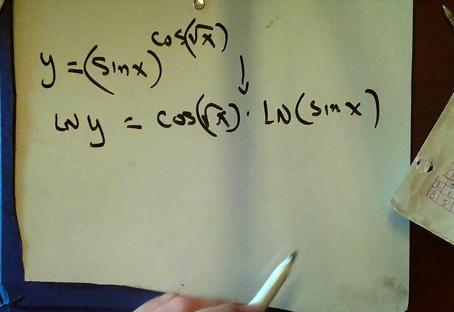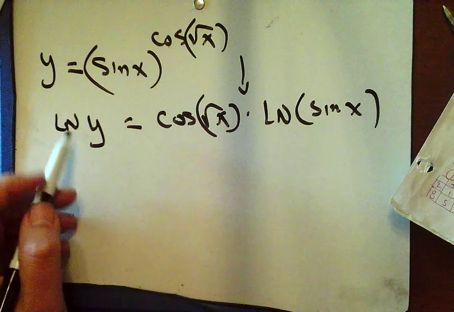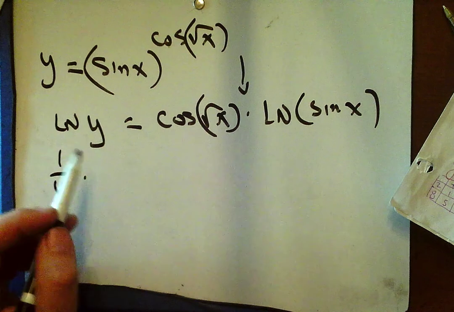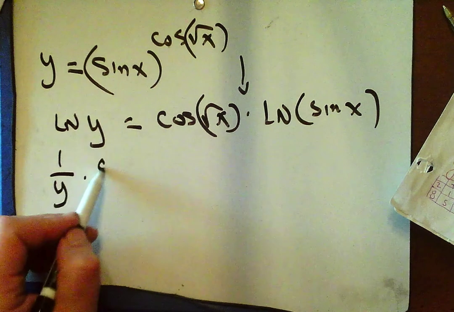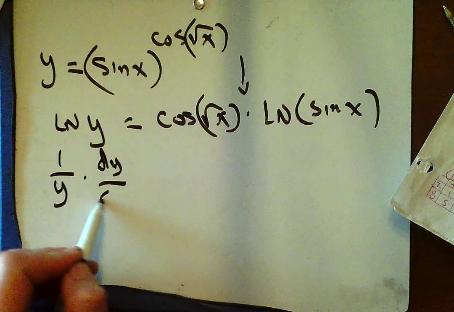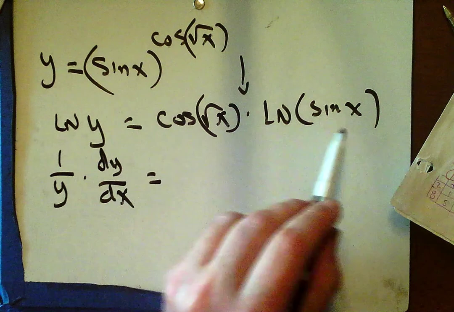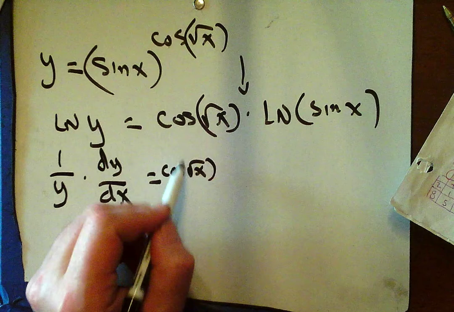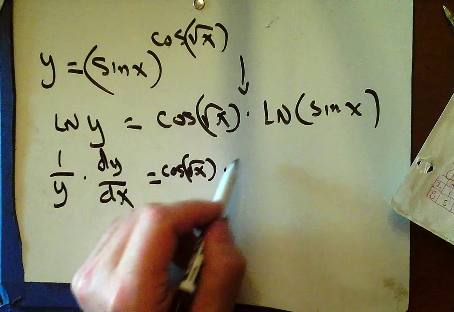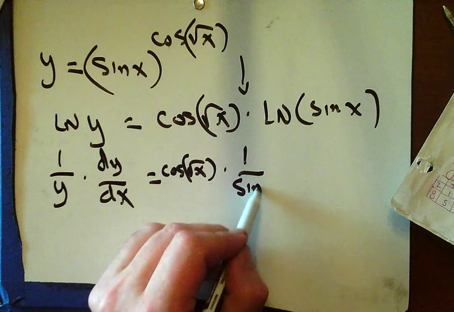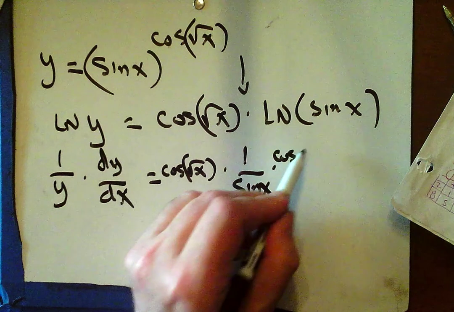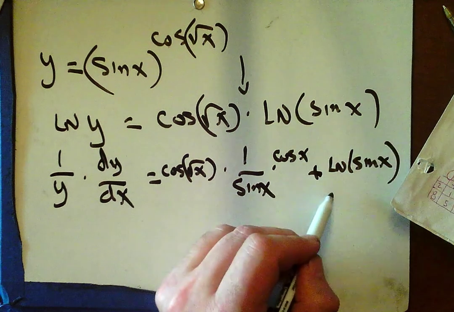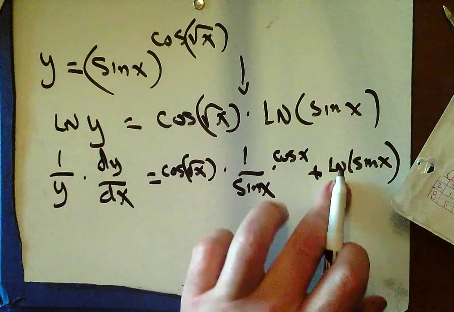This is a big old product rule over here. Don't forget to take the derivative here. The derivative of ln of stuff is 1 over stuff times the derivative of that inside function, the derivative of the inside with respect to x. And then here I've got a product rule. So this times the derivative of that, cosine square root of x, times the derivative of ln, which is 1 over stuff, times the derivative of stuff, plus ln of sine x times the derivative of this.